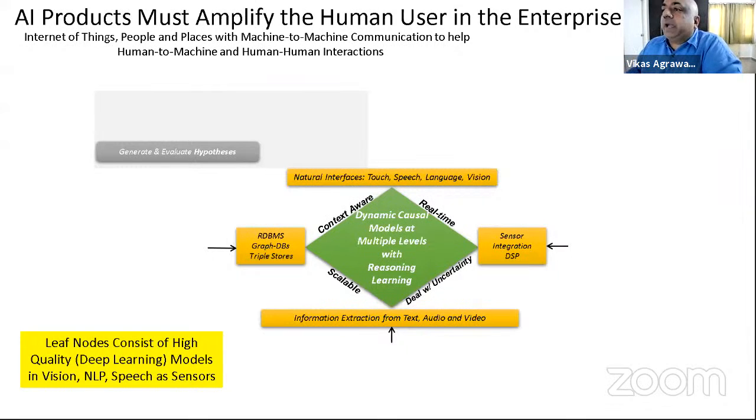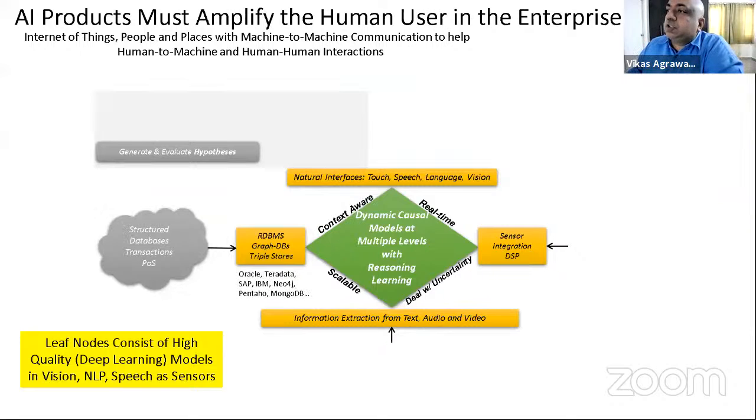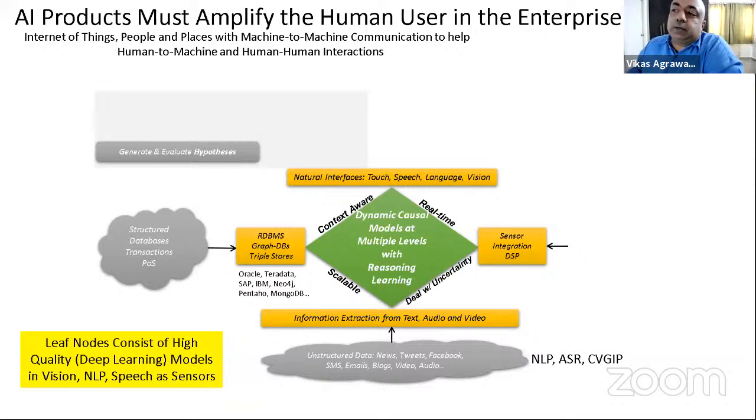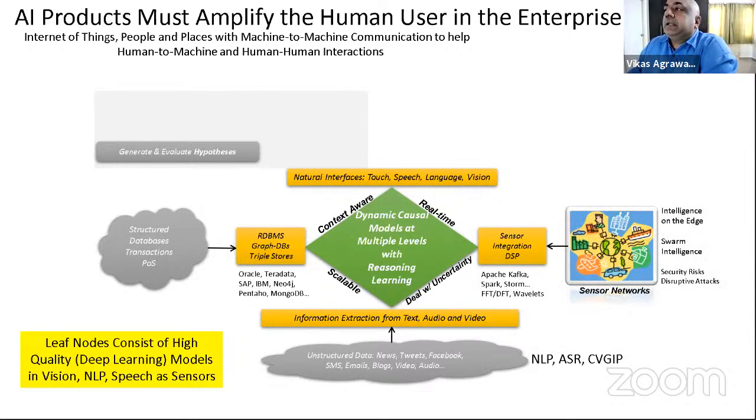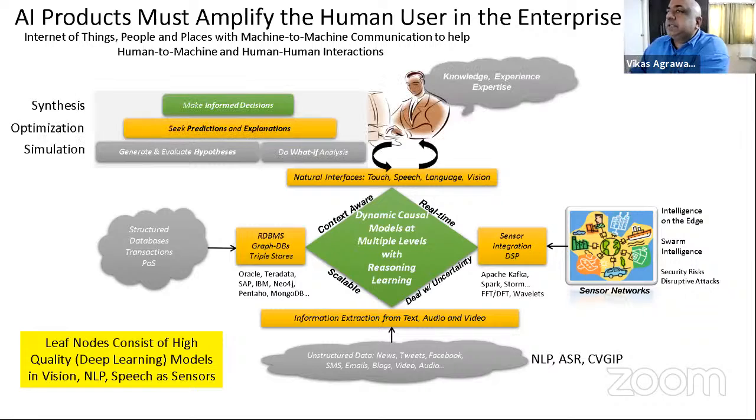Right? So you might have data coming in from structured databases, transactions, you have sensors, you have news, tweets, Facebook, SMS, emails, blogs, video, audio, all kinds of stuff coming in together. And somehow or the other, along with the sensor data coming from Internet of Things, you need to help the user make a decision about what they need to do. Now, I want to highlight some key things about this structure.